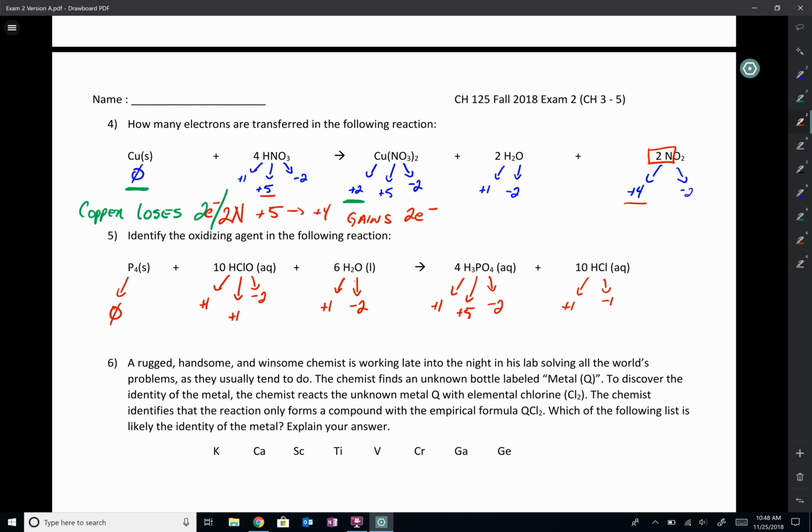Remember, oxidation is a loss. It's a loss of electrons. If you cause oxidation, that means you cause something to lose electrons. If you cause something to lose electrons, that means you yourself have to gain electrons. So what is gaining electrons? Well, +1 to -1. The chlorine's gaining electrons.